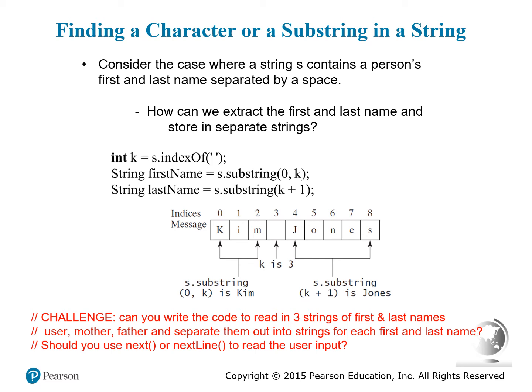Now we can find the first name by using the substring method on the string S with parameters 0 and k. Remember, we use k, the index for the space character, because substring will return the substring from 0 to k minus 1, including k minus 1. For the last name, we use the substring method with a single parameter, k plus 1, because this is the first character in the last name. Since we are only using one parameter, substring will return the substring starting at index k plus 1 to the end of the string.